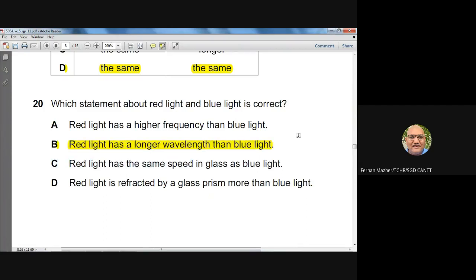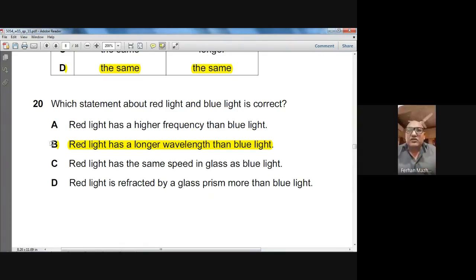Red light has the same speed in the glass as the blue light. In the glass, they have different speeds. The red will have a different speed, and the blue will have a different speed. That's why when they enter into the glass prism, they split. They become separated. Red light is refracted by a glass prism more than the blue light. That's wrong. Blue is bent or refracted more. So B is the right choice.